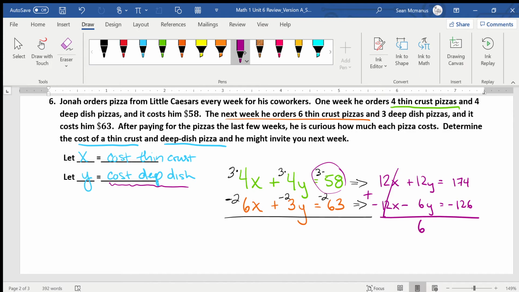So 12y minus 6y is 6y. And now over here, 174 minus 126 is 48. So 6 times y is 48. Divide both sides by 6. So y equals 8. That means the cost of the deep dish pizza is $8.